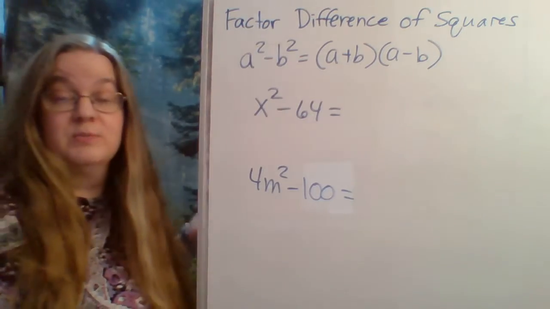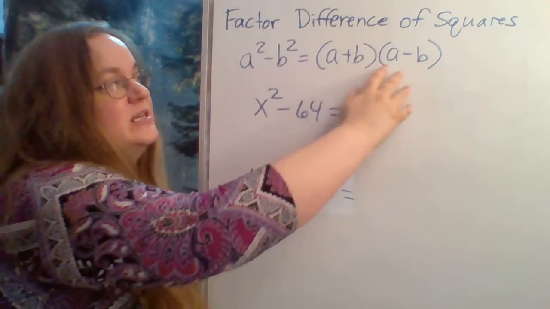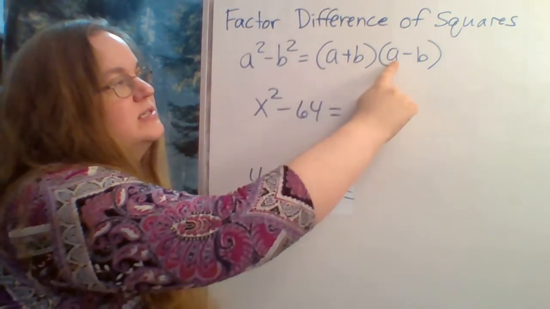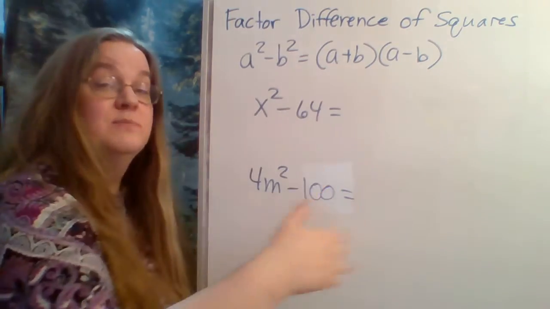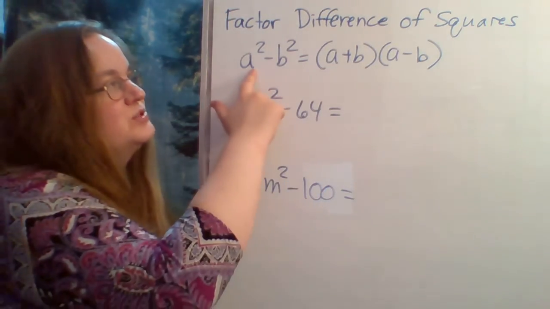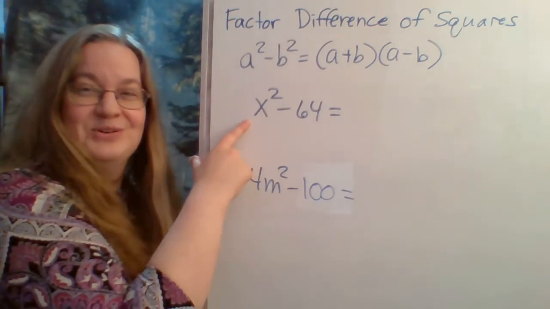If you recall from our special products lesson, when we had something like a plus b and a minus b, these are the same except one's plus and one's minus, so the middle term is going to disappear. We would end up with something like a squared minus b squared. Well, now we're going to go the other way.